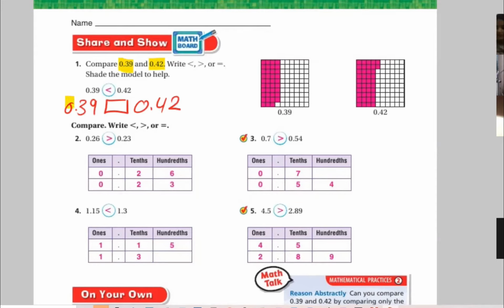We have 0 here in the whole number part, and we have 0 in the other whole number. So they are equal, right? So you have to look at the next digit. The next digit here is 3, and we have here 4. Which is greater, 3 or 4? 4 is greater. So put your sign as you said.